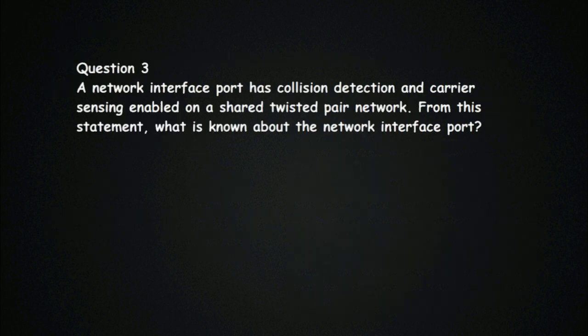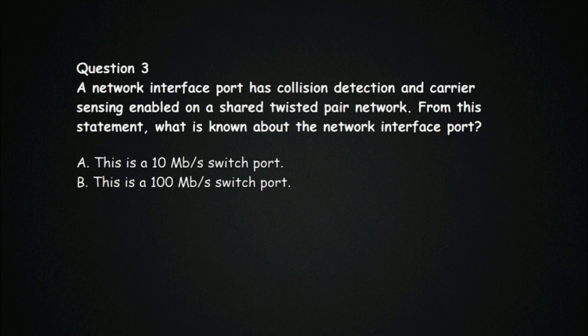Question 3. A network interface port has collision detection and carrier sensing enabled on a shared twisted pair network. From this statement, what is known about the network interface port? A. This is a 10 megabits per second switch port. B. This is a 100 megabits per second switch port.